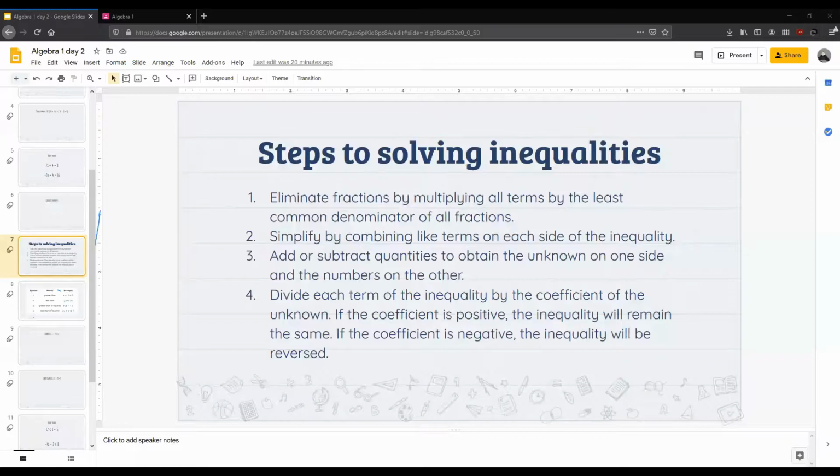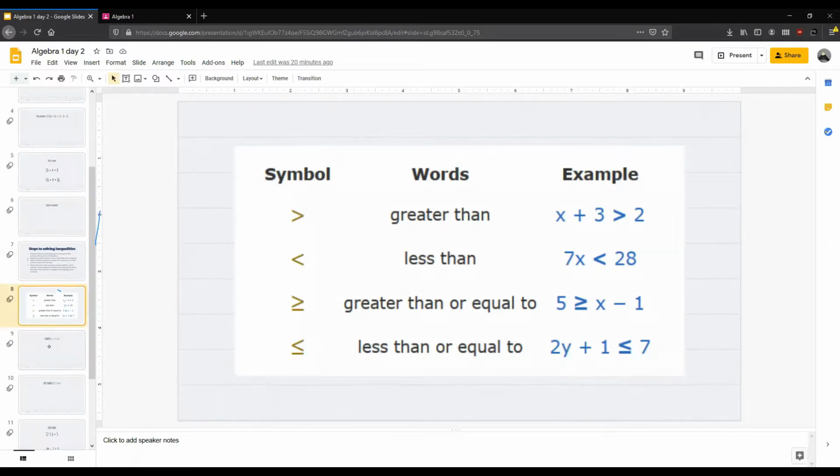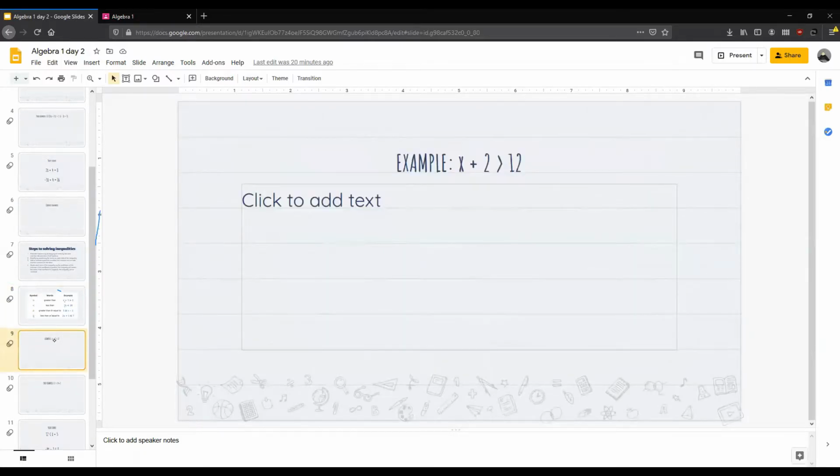Anyways, these are some of the symbols for inequalities. Pretty self-explanatory, right? Okay, so this is one of the examples that I will be demonstrating.